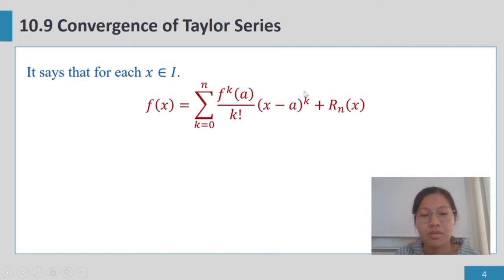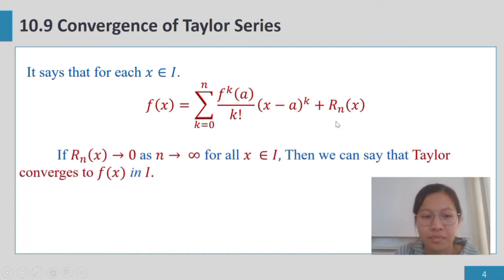So in order for the Taylor polynomial to converge to the function that we want, the remainder term has to approach 0. If our remainder approaches 0, which means it gets smaller as n gets bigger, for all n belonging to the interval, then we can say that the Taylor series converges to f of x.